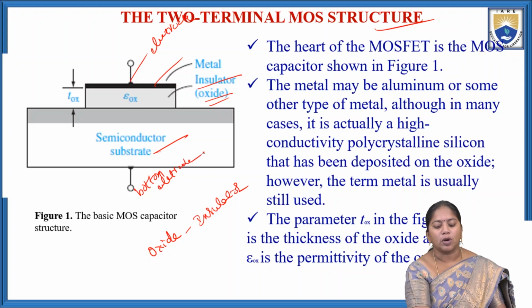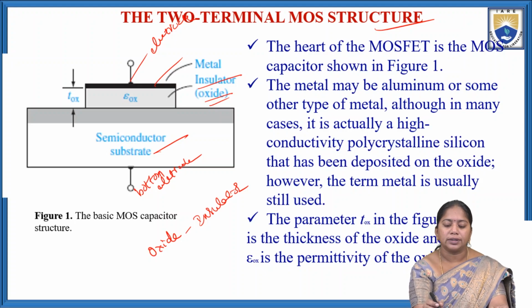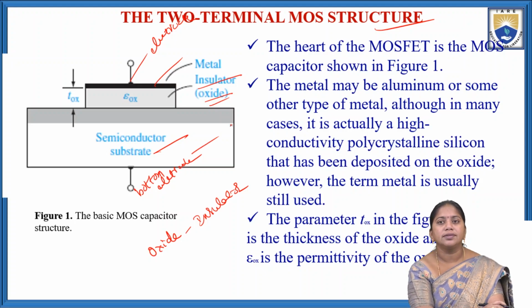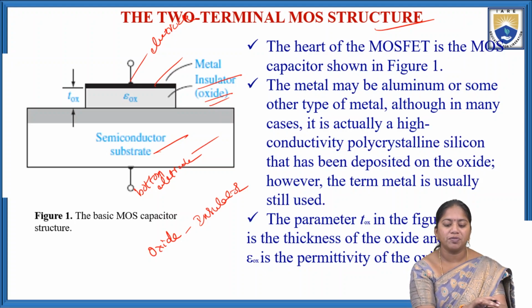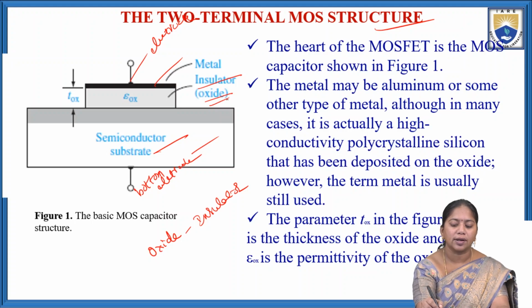In the MOS capacitor, we are using the semiconductor substrate. On top of the semiconductor we coat the oxide layer.